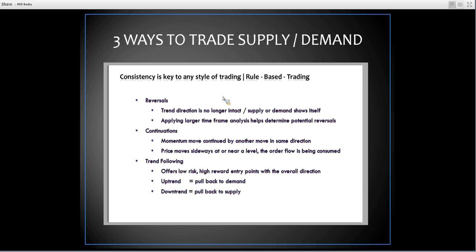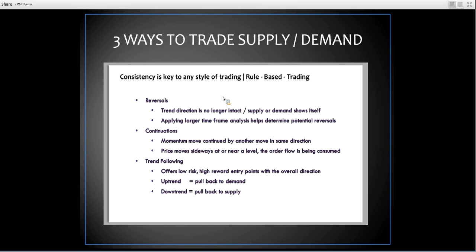Three ways to trade supply and demand. You have to understand that consistency is key to any style of trading. It's rule-based. We've now talked about our entry methods, but let's talk about the three actual supply and demand methods. We have reversals, continuations, and trend following.